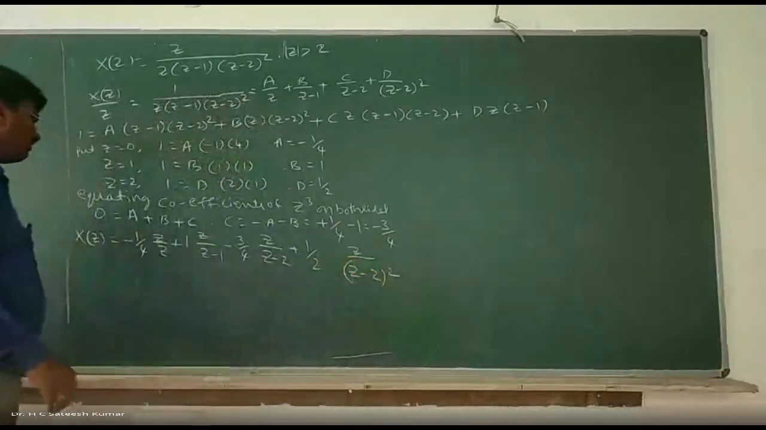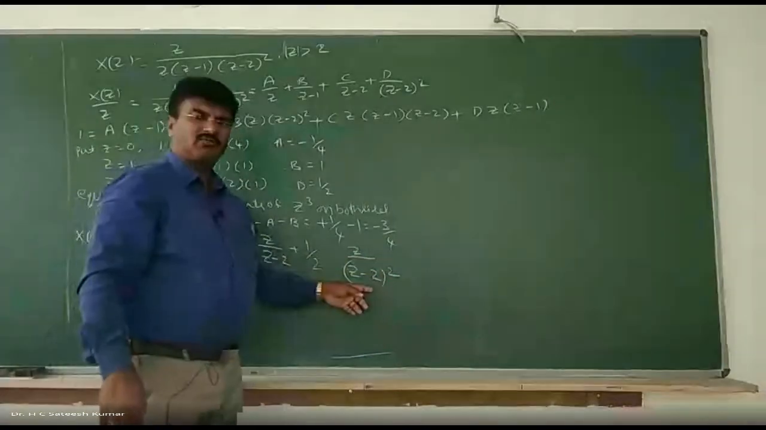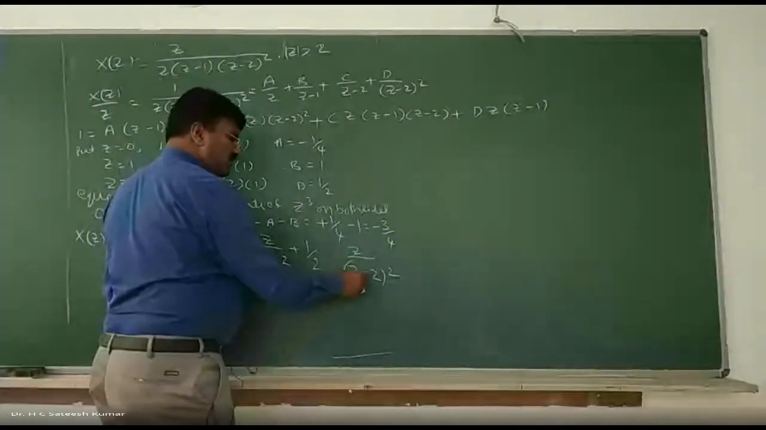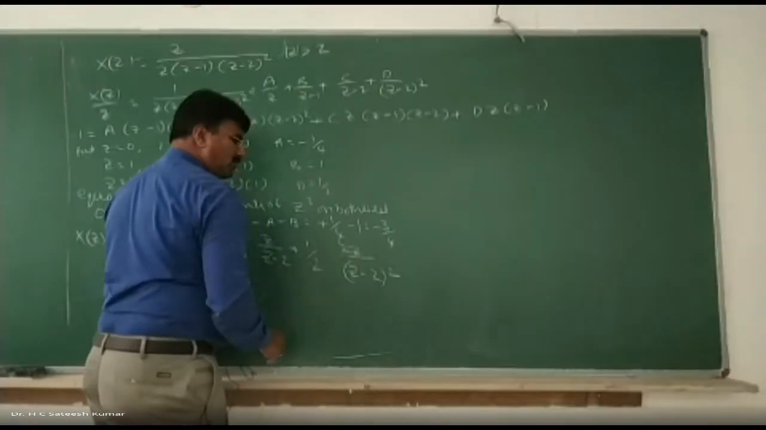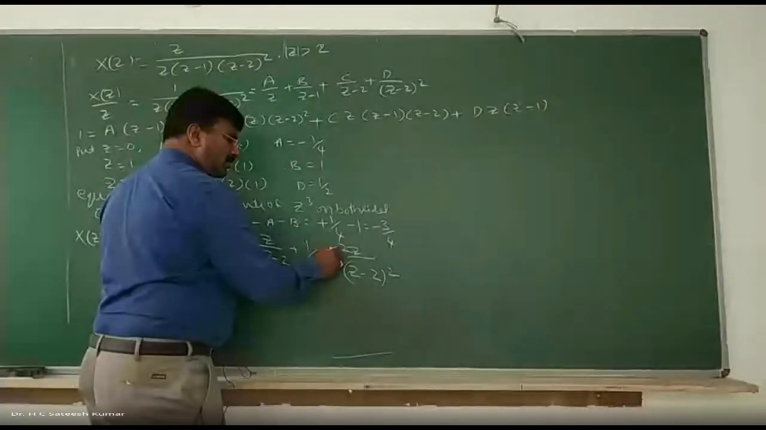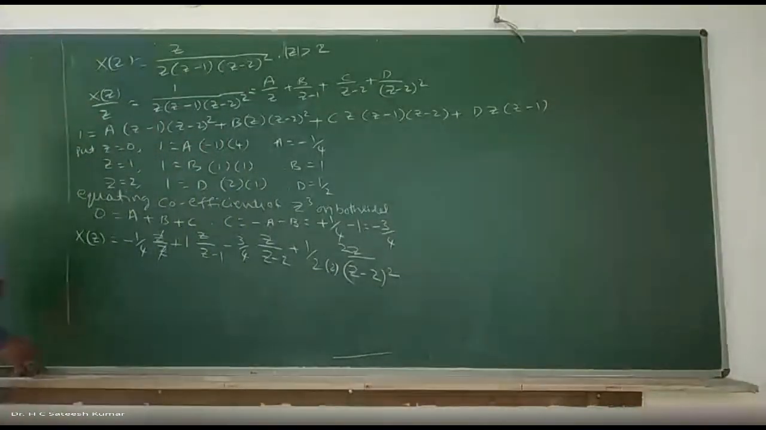Once again, all the other things, so this Z gets cancelled. This is not a standard form. Standard form is what? AZ divided by Z minus A whole square. AZ means what? 2Z. 2Z divided by Z minus 2 whole square. If you are multiplying numerator by 2, denominator also should be multiplied by 2. So therefore, now you sketch the ROC.